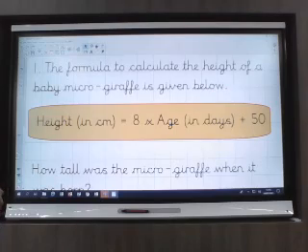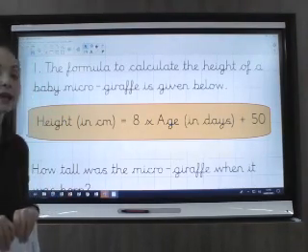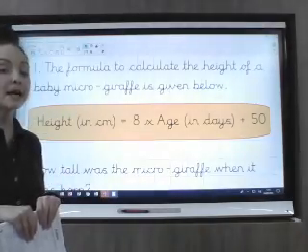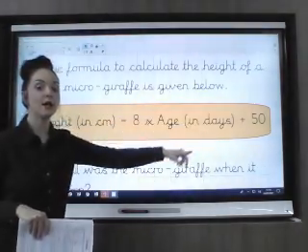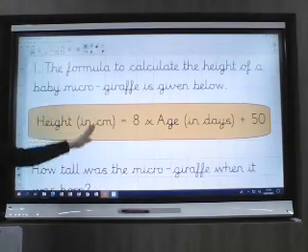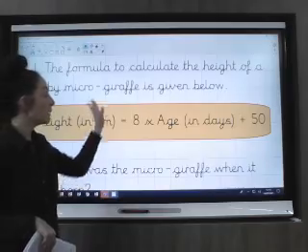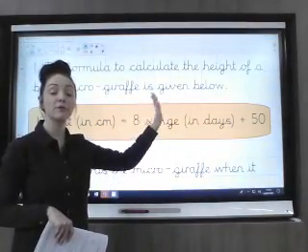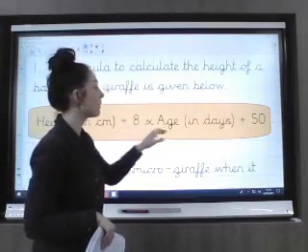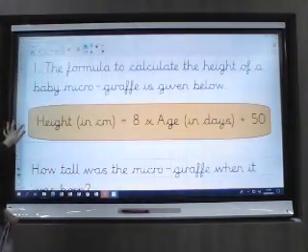So question 1 on page 46 says the formula to calculate the height of a baby micro giraffe is given below. And this is the formula that you've been given. So the height, which is in centimetres, is worked out by doing 8 times the age, so the amount of days they've been alive, plus 50. Okay, so that's how they work it out.